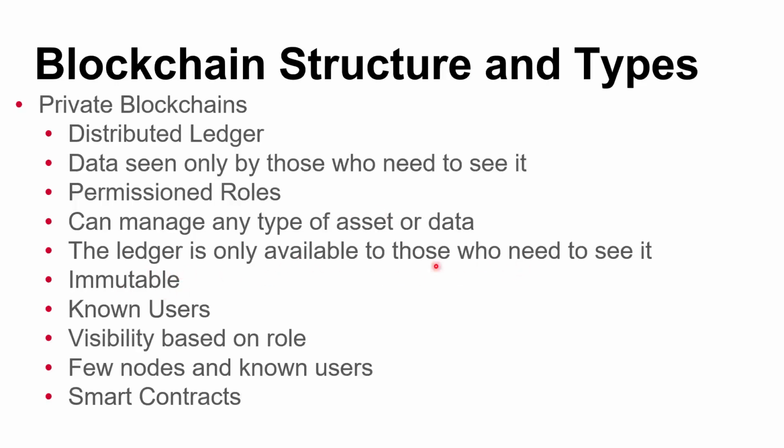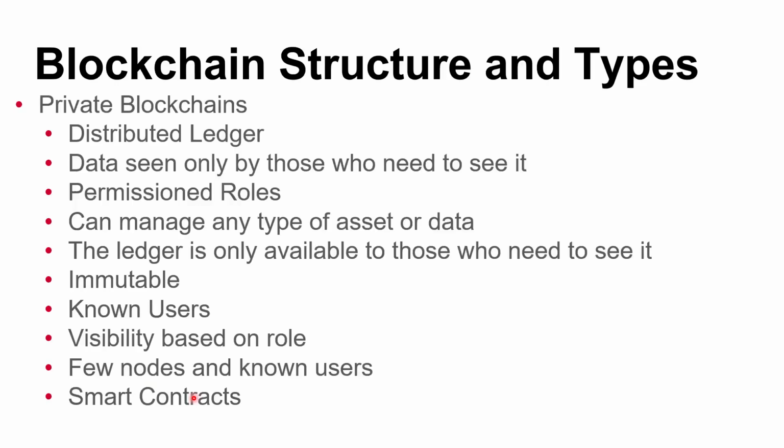The ledger is only available to those who need to see it. That's what we want. We still want the immutability. We want known users in this case, because for the enterprise, we want to know who's conducting the transactions. Visibility based on role, so again, depending on your role, what data you can see. Fewer nodes, and again, known users, and we do want smart contracts.